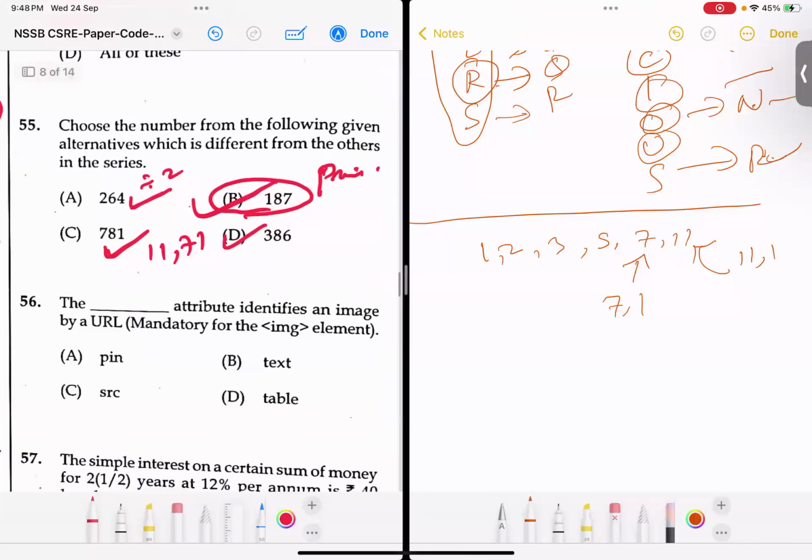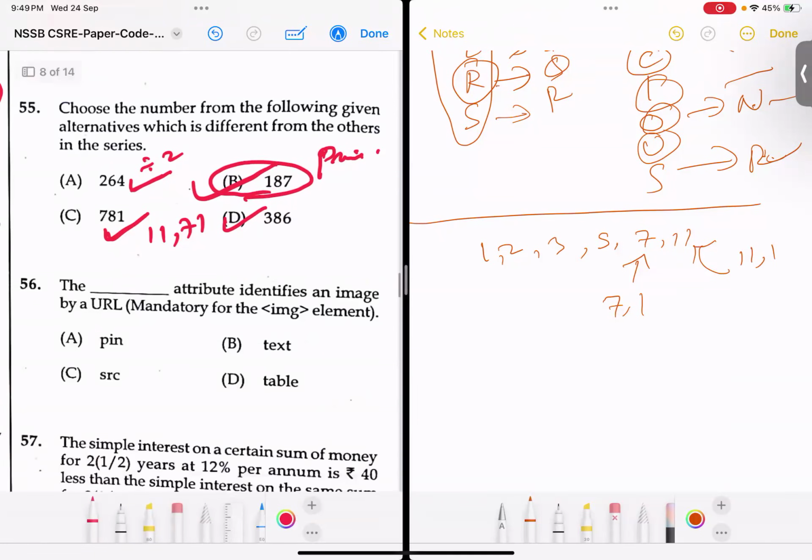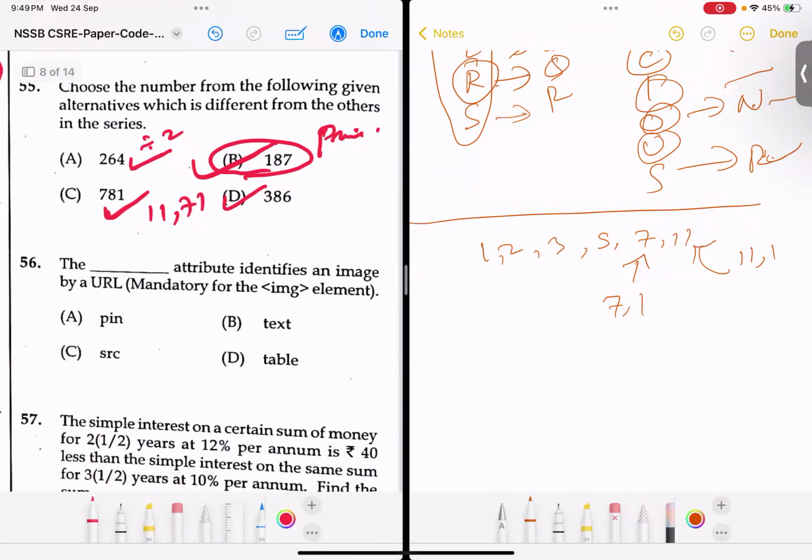Now let's come to question number 56, okay? The touch attribute identifies an image by a URL. Now this is something that is related to internet, okay?